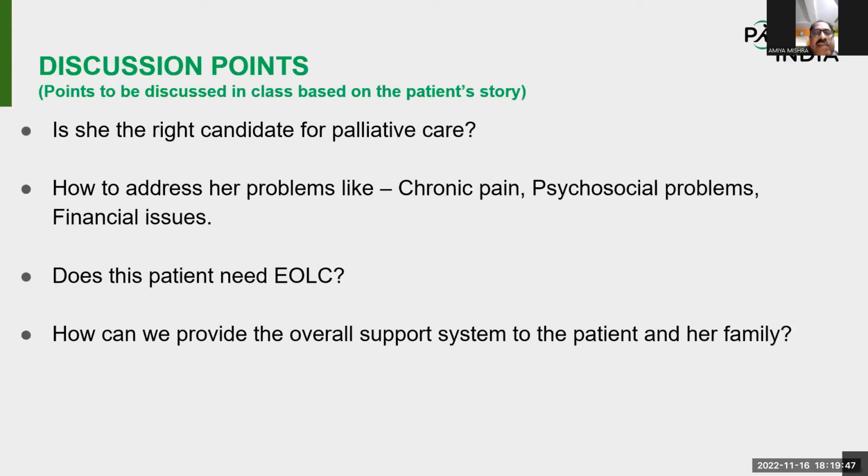Coming to the discussion points, next slide, please. So, the discussion points: Number 1, is she the right candidate for palliative care? Number 2, how to address her problems like chronic pain, psychosocial problems, and financial issues. Does this patient need end-of-life care? And how can we provide the overall support system to the patient and her family? Over to the audience.